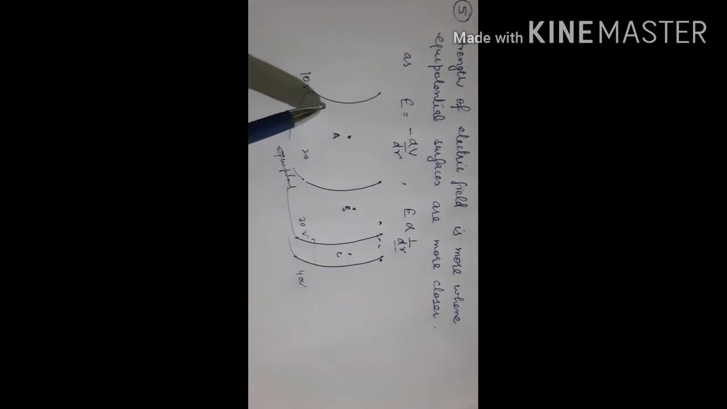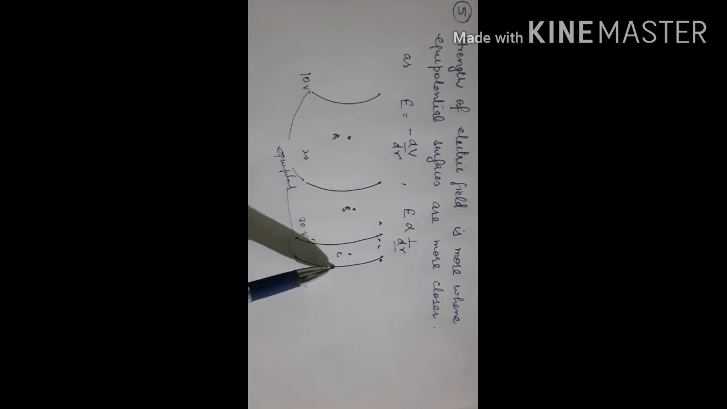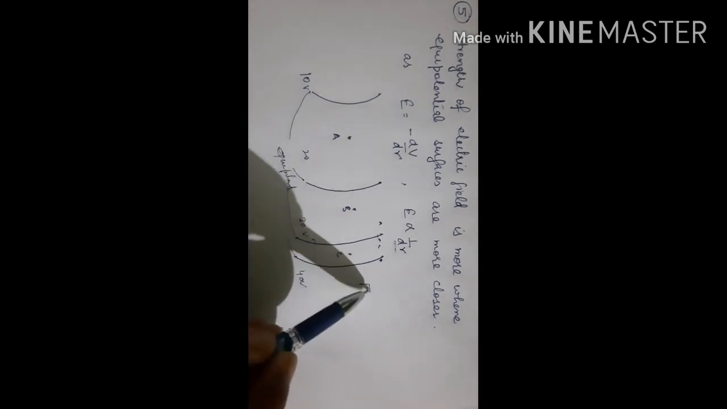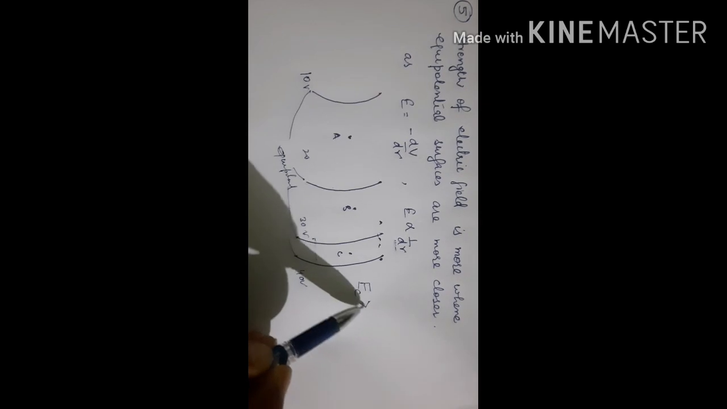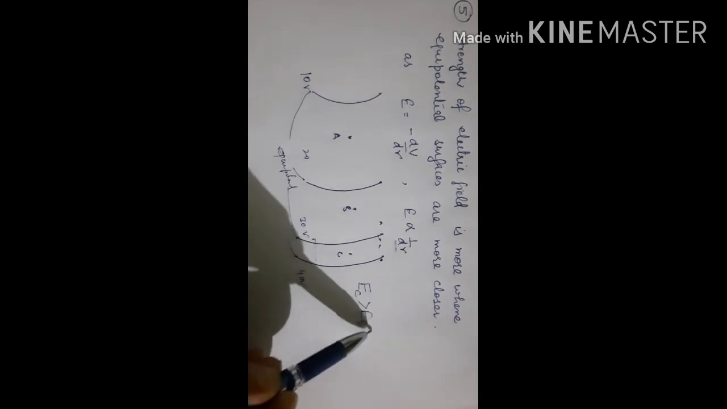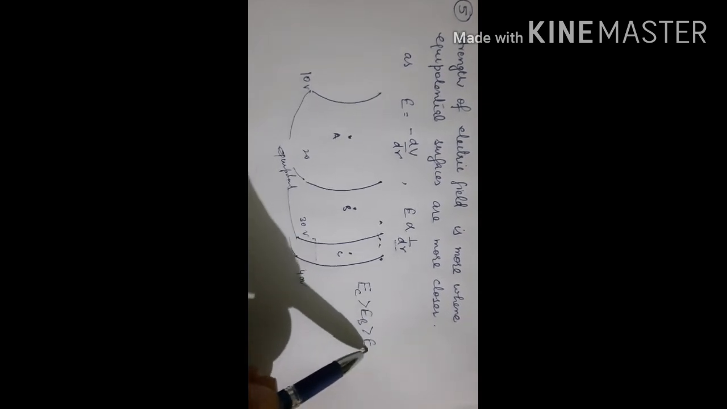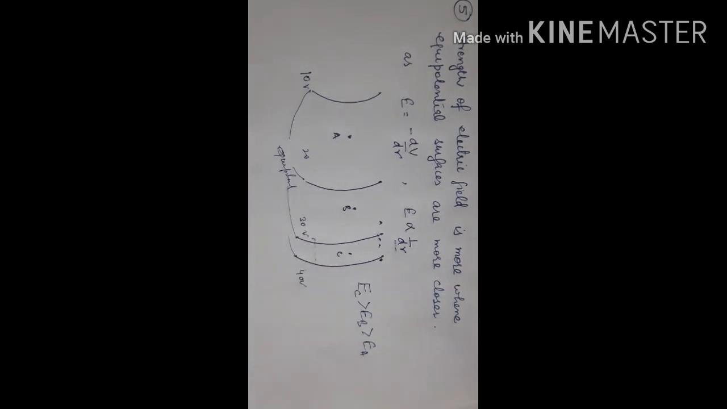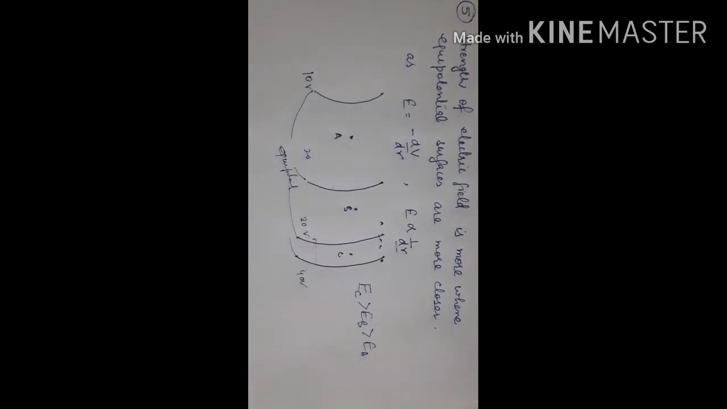Here you can see the equipotential surfaces are very far apart. These are a little closer and this is very, very close. So we can say that the electric field at point C will be more as compared to B, and the electric field will be minimum at point A. So this is all about the properties of equipotential surfaces. Thank you.